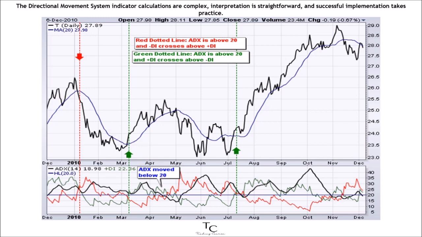The directional movement system indicator calculations are complex, interpretation is straightforward, and successful implementation takes practice. Plus DI and minus DI crossovers are quite frequent and chartists need to filter these signals with complementary analysis. Setting an ADX requirement will reduce signals, but this uber-smooth indicator tends to filter as many good signals as bad.